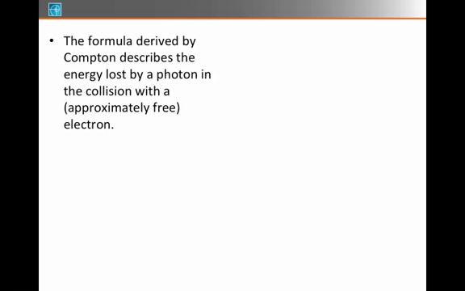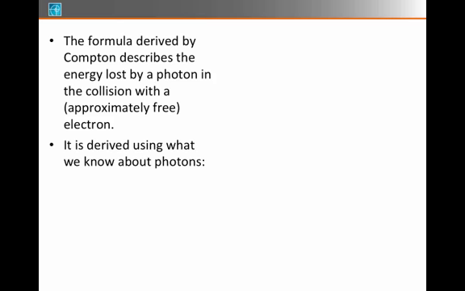In order to derive Compton's wavelength shift formula, we have to view the photon as colliding with an electron that's approximately free inside the atom. In other words, it's not bound very tightly to the atom itself, and it's also stationary. It was derived using what we know about photons, that is that they have an energy equal to Planck's constant times f, the frequency. And since velocity is wavelength times frequency, we can also write that E is hc over lambda, or p, which is E over c for a photon, is going to equal h over lambda. So we know the energy of the photon, we know the momentum of the photon.